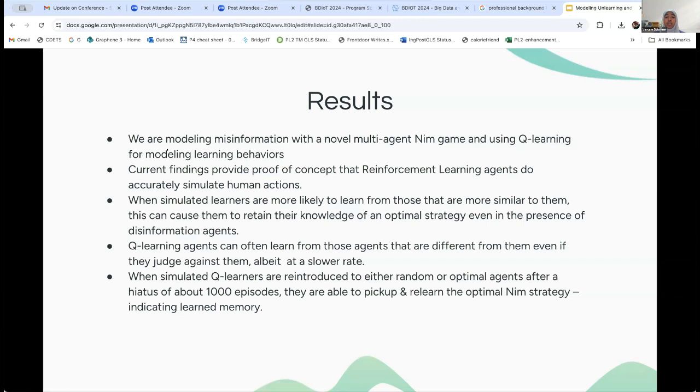Q-learning agents can often learn from those agents that are different from them, even if they judge against them, although at a slower rate, which shows that the modified learning rate strategy holds true even when it's playing against suboptimal or random agents. When simulated Q-learners are reintroduced to either random or optimal agents after a hiatus of about 1,000 episodes, they are able to pick up and relearn the optimal NIM strategy, which indicates learned memory.